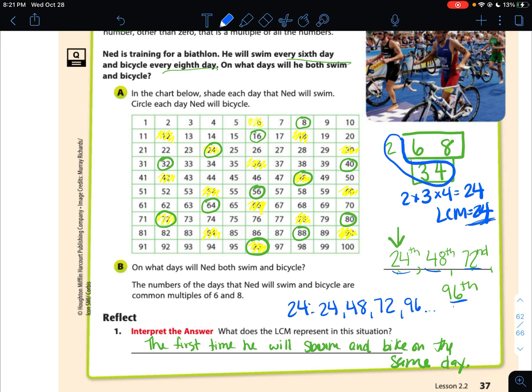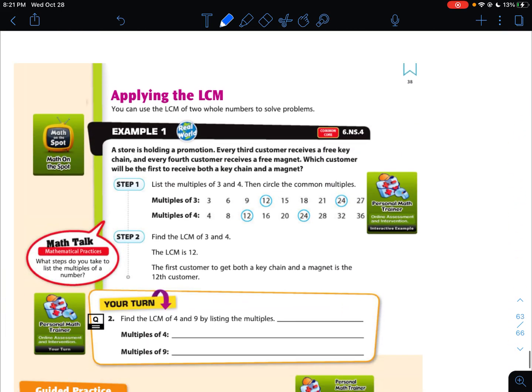So you could have used the cake to find the least common multiple and then found all the multiples of that. That's another way that you could have solved this problem instead of finding all of the multiples of each number. Both ways work, so whatever way works for you is what I want you to use, okay? So we're going to do a couple more together.